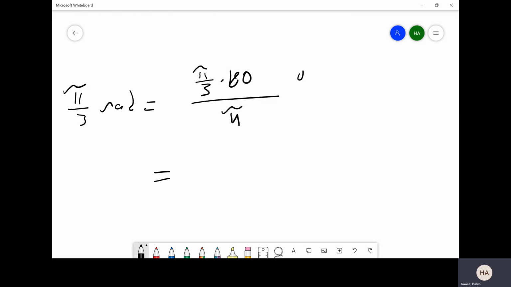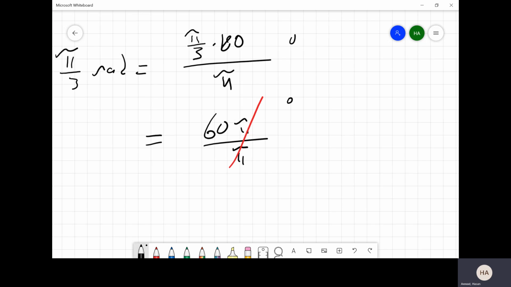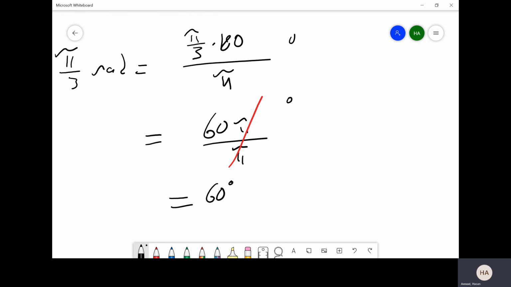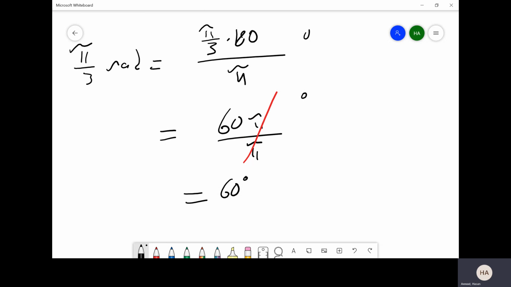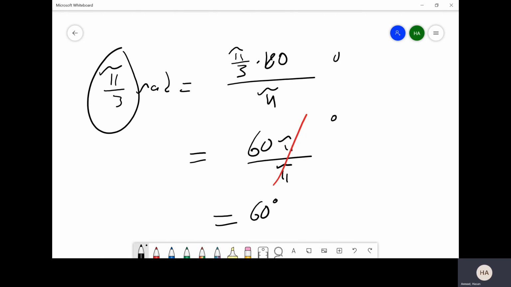And when I simplify this down, 180 divided by 3 should give me 60. So we end up with 60 pi divided by pi, and we see that the pi's cancel out, and so we are just left with 60 degrees. So pi over 3 radians converts back to 60 degrees just by taking your pi over 3 and multiplying it by 180 over pi.